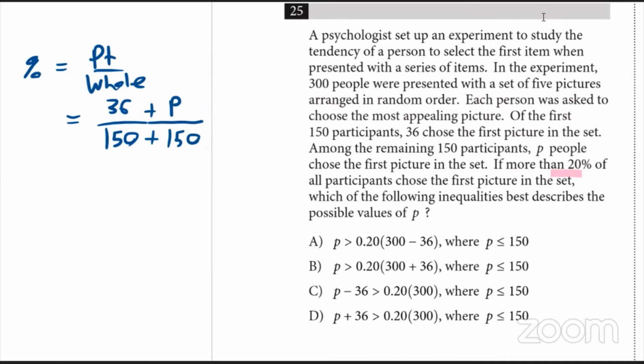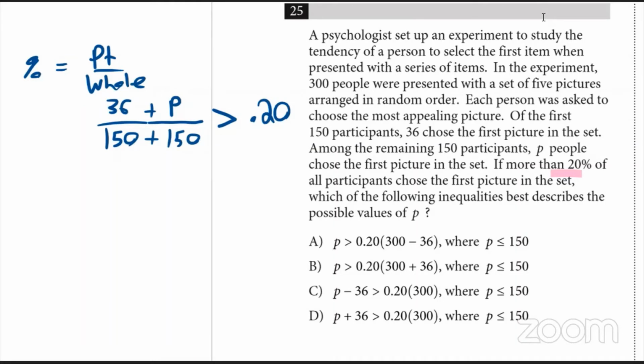But the question tells us that that came out to more than 20%. So 20%, I can write it as 20%. Well, percent means over 100, so I could write it as 20 over 100. Or looking at the answer choices, cheating a little off of what we're going to be expected to do later, 20% can also be expressed as 0.20. So right here we have the setup. We have the percent, which they gave us, 36 plus P over 300, and that percent is greater than 20%.